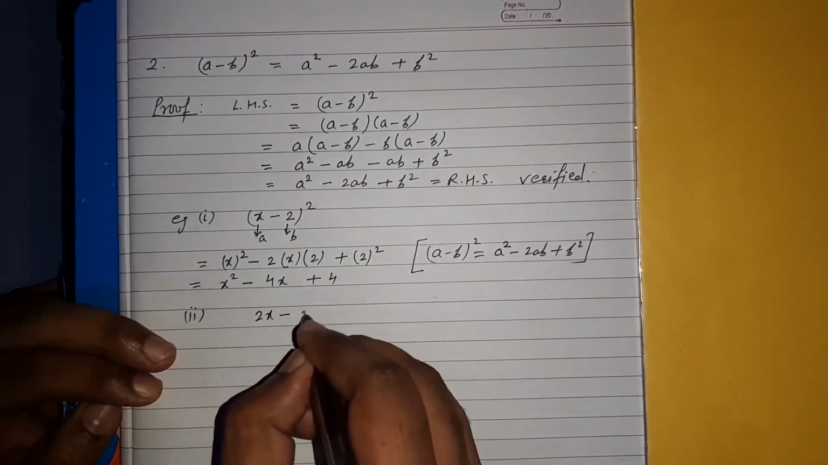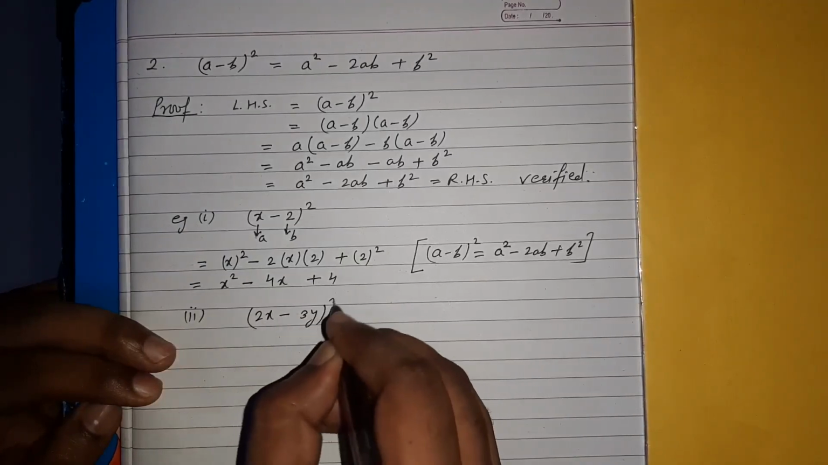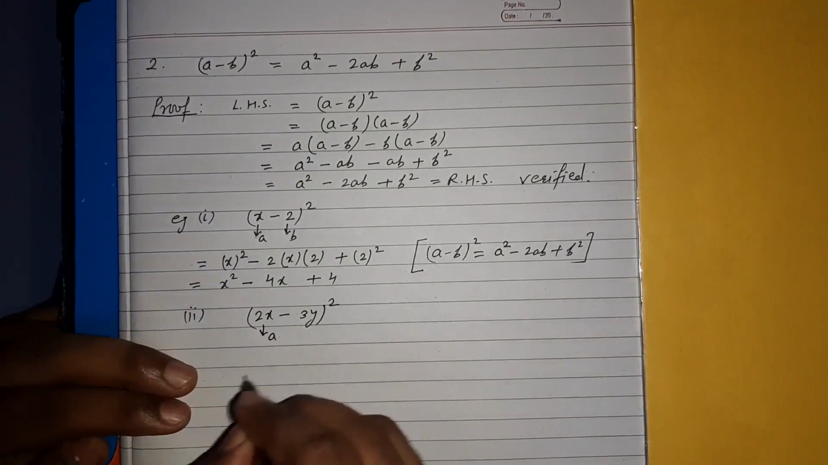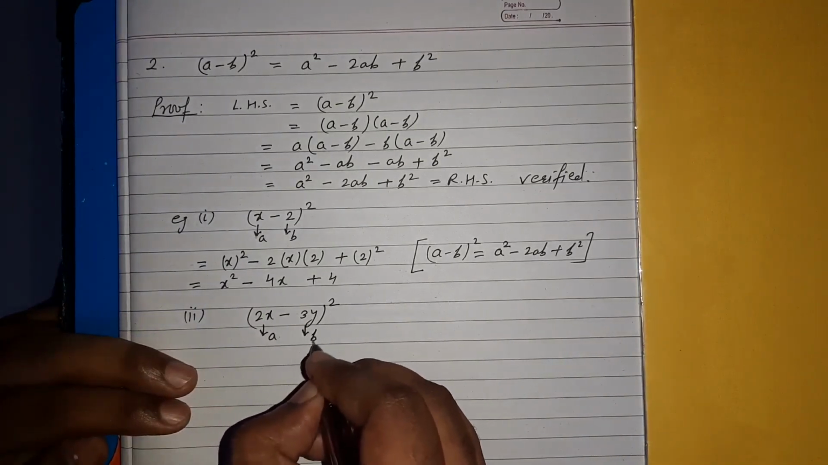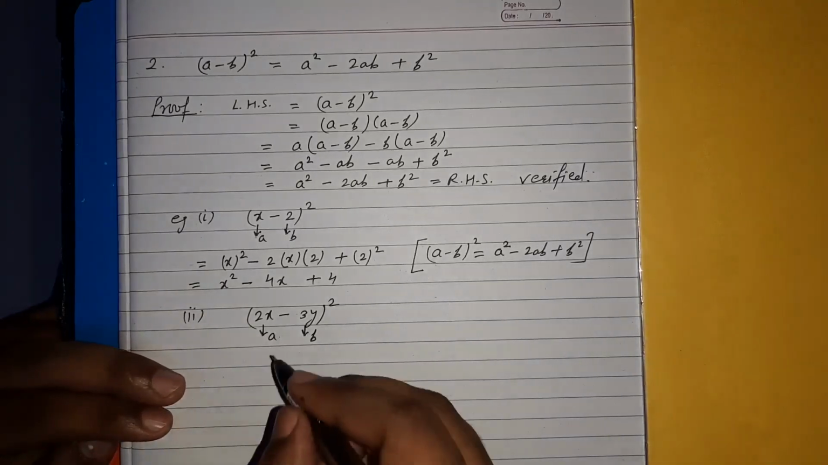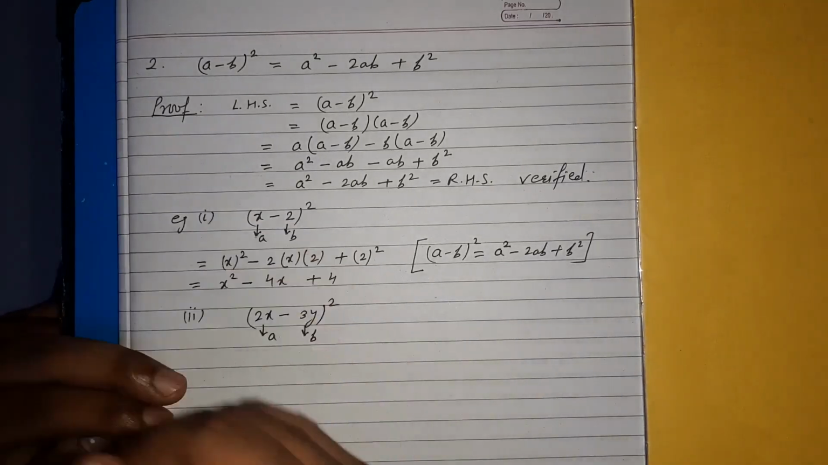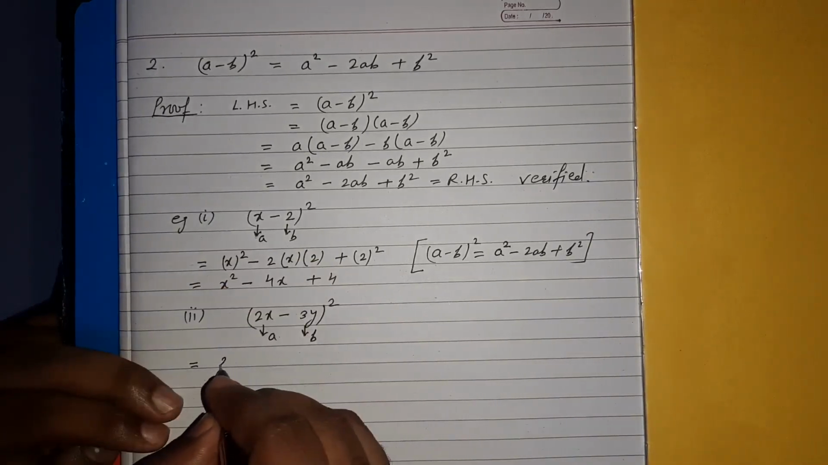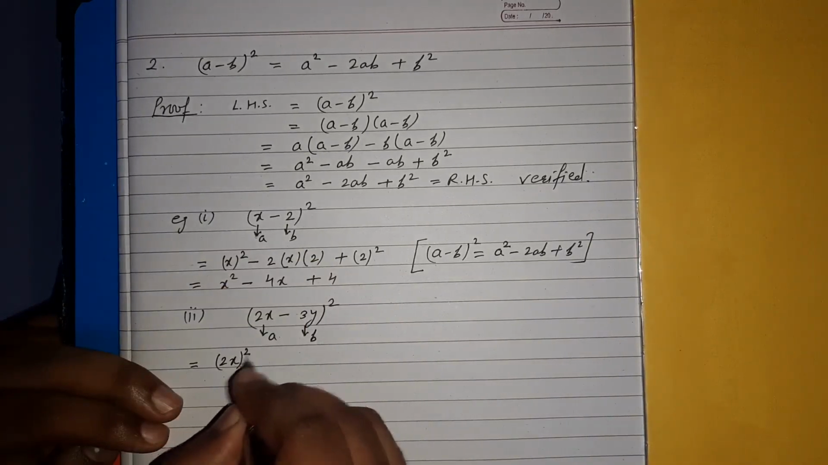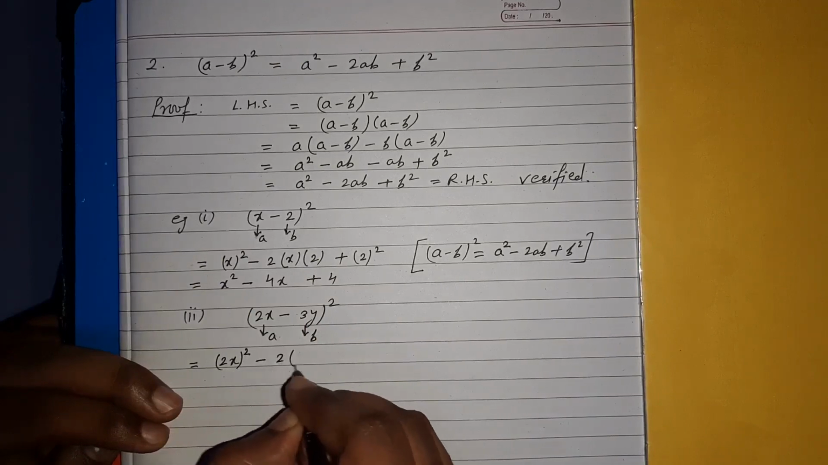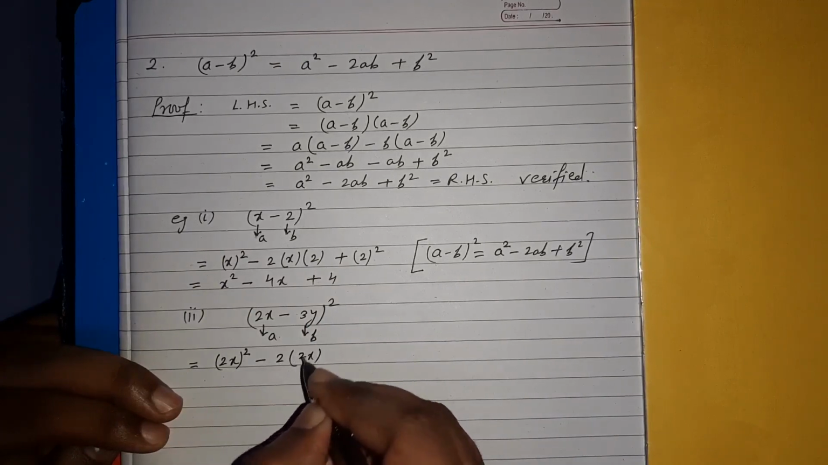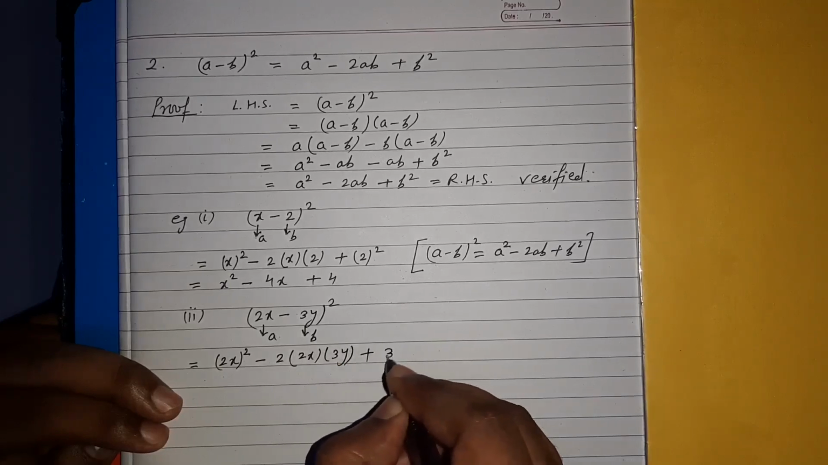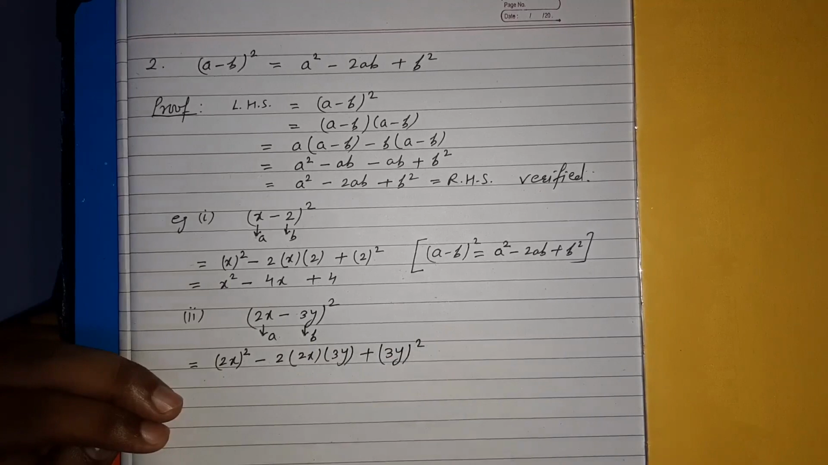Okay, the second example, (2x minus 3y) whole square. Now here the value of a is 2x, the value of b is 3y. So according to the identity (a minus b) whole square, it will be a square, the value of a is 2x, so it will be (2x) square, minus 2a b, the value of a is 2x, the value of b is 3y, plus b square, the value of b is 3y, so it will be (3y) whole square.